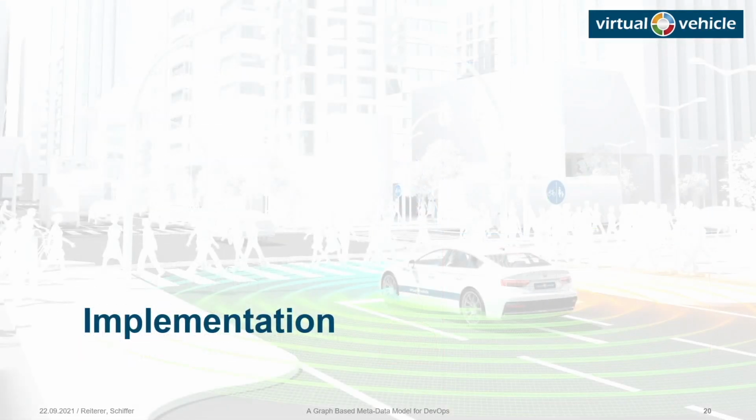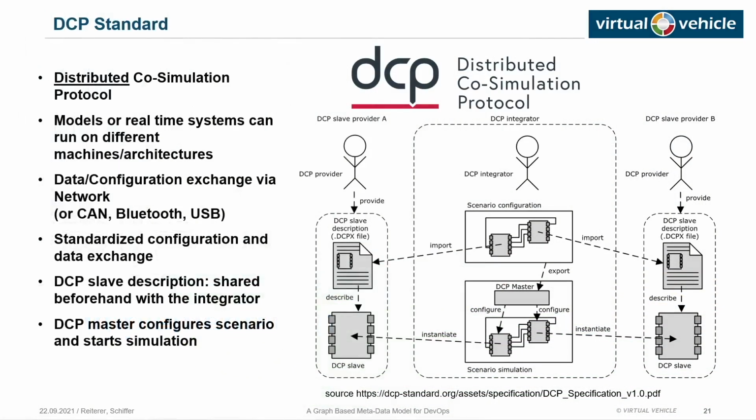Before we talk about the implementation, I think I should give a short introduction to the distributed co-simulation protocol. The distributed co-simulation protocol, or DCP for short, was designed to integrate models or real-time systems into simulation environments, independent of platform, architecture, or tool vendor. The DCP standard defines the configuration and data exchange of the simulation. A DCP slave description in XML format, which documents the capabilities as well as the inputs and outputs of each DCP slave, has to be shared with the integrator before integrating the system.